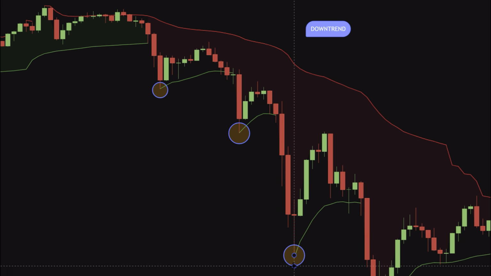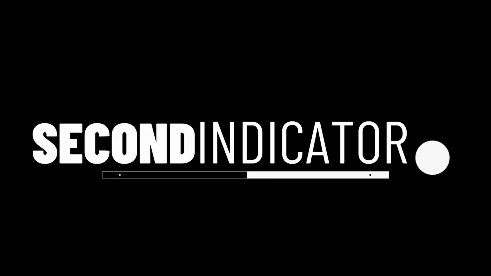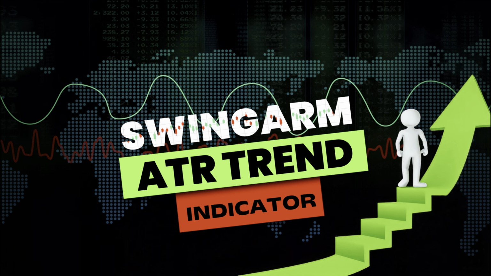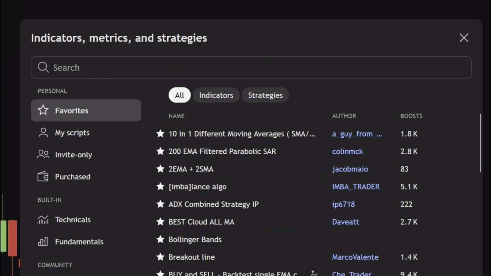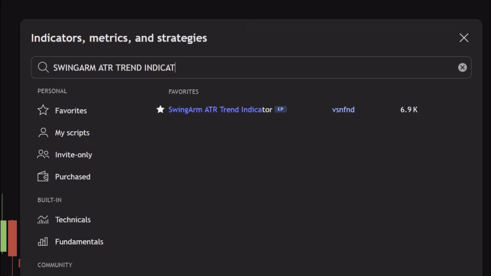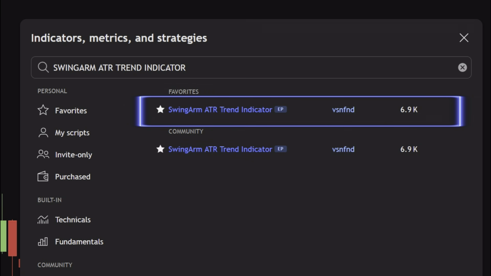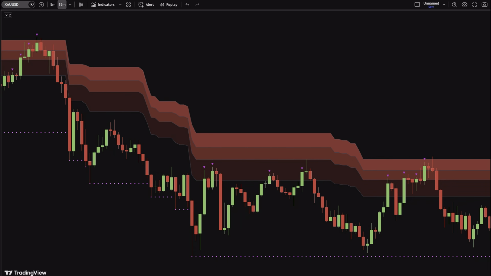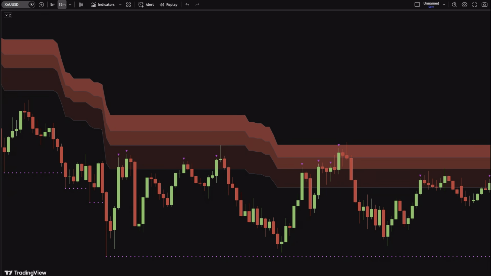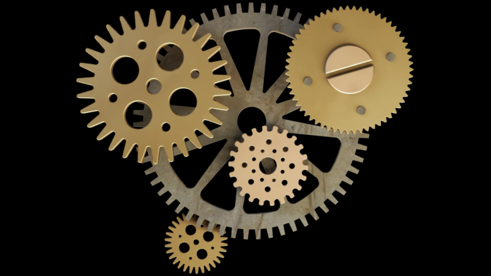So what's missing? Context. You need to know if the market is actually trending or just chopping around inside the range. That's where the second piece comes in, the SwingArm ATR trend indicator. Green means bullish momentum, red means bearish momentum. Simple, but the default settings, they suck. Out of the box, this thing will whipsaw you into oblivion.